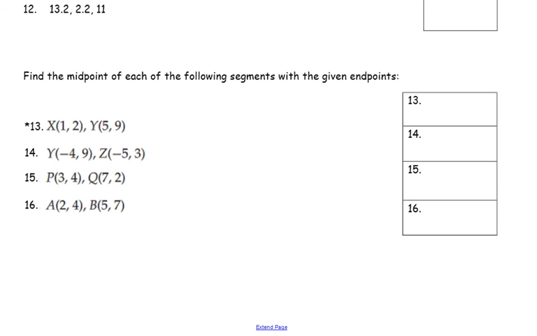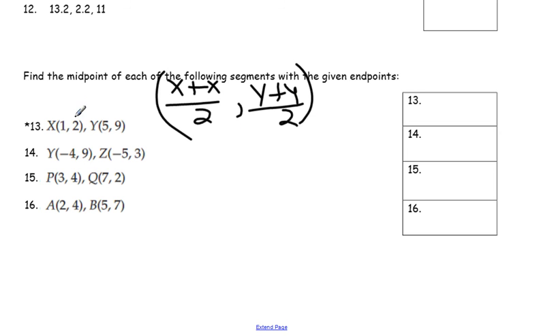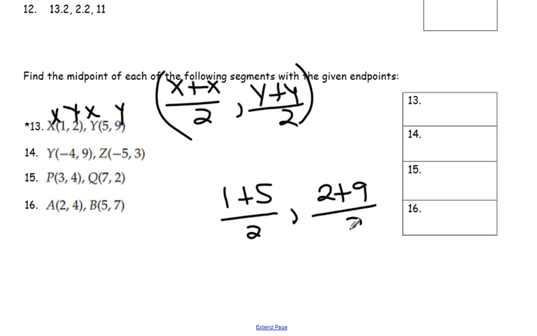And finally, number 13, find the midpoint of each of the following segments with the given endpoints. Midpoint formula, we take our x values, divide by 2. We take our y values, divide by 2, and we write them as a coordinate pair. So x and x is 1 plus 5 divided by 2, and y and y is 2 plus 9 divided by 2. 1 plus 5 is 6, we're going to divide that by 2. 2 plus 9 is 11, we're going to divide that by 2.